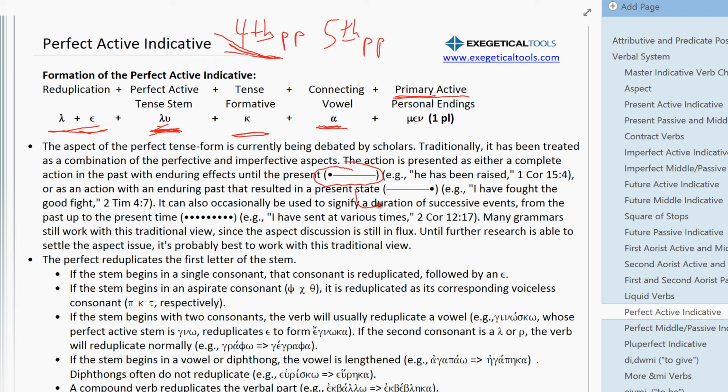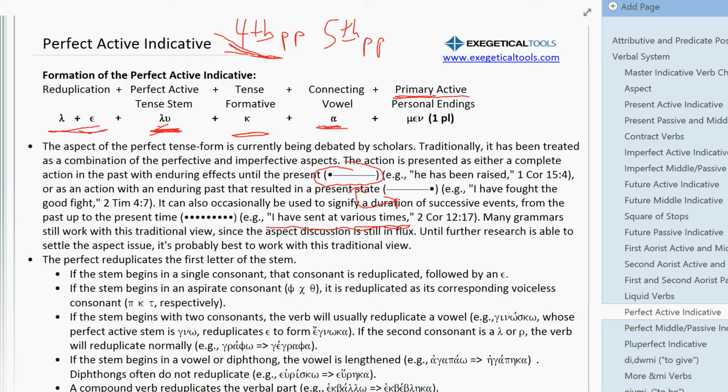These are Aktionsart categories. So these are talking about the way the action actually happened in space-time. But you should not confuse aspect with Aktionsart. Aspect is the way that the speaker is presenting the action, no matter how it actually occurred in space and time. It could have been a multitude of successive events, such as I have sent at various times. He could have sent 20 different letters.